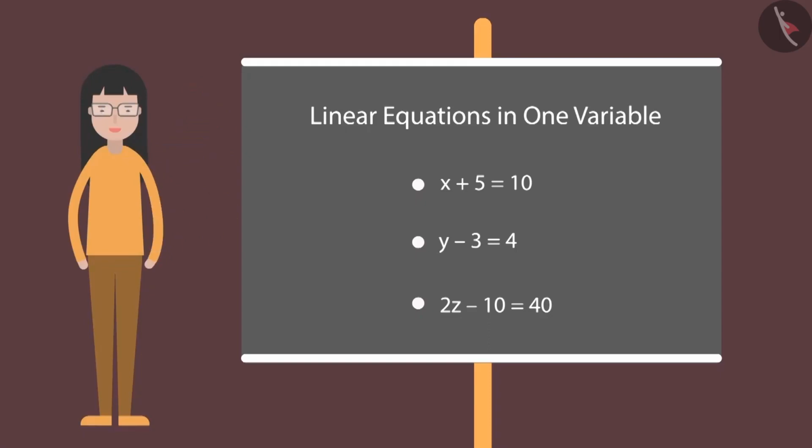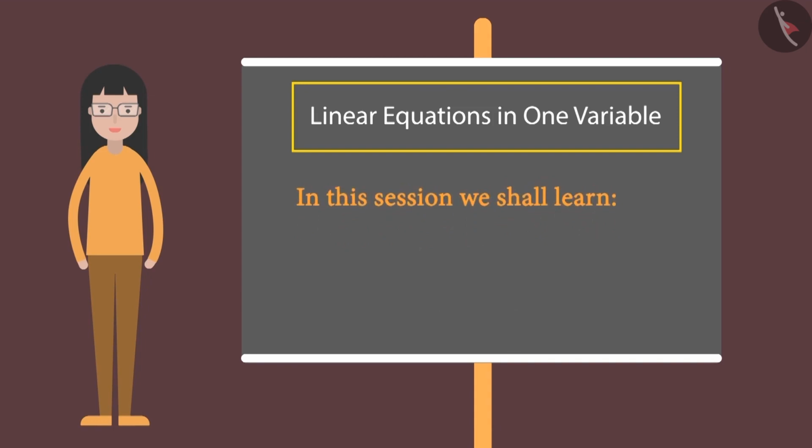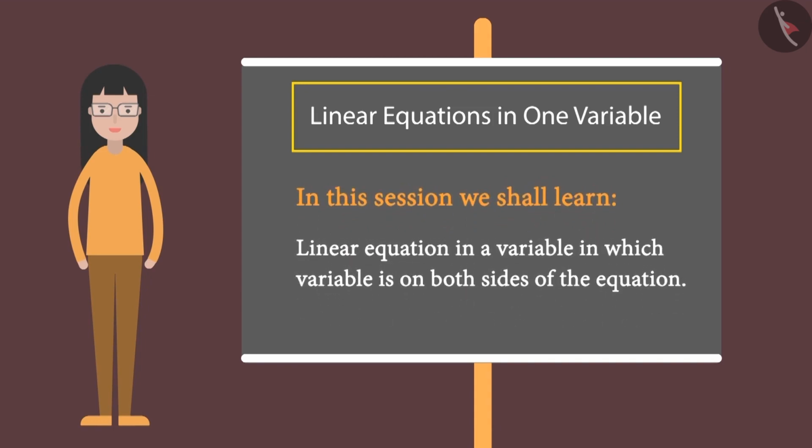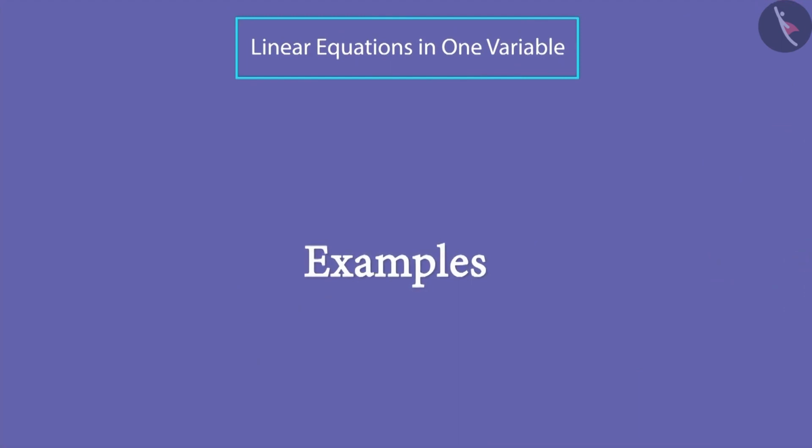In the previous sessions, we learned to solve linear equations in one variable. Note that in all these equations, the variable is only on one side. So friends, in this session, we will solve linear equations in one variable where the variable is present on both sides of the equation. Let's understand this with the help of an example.